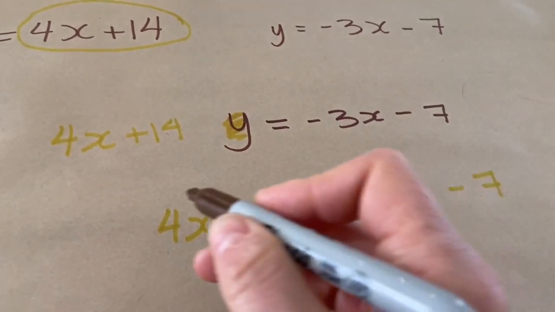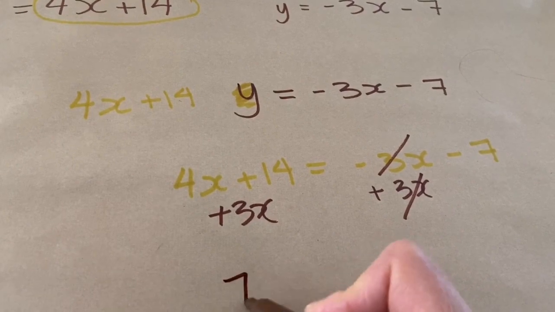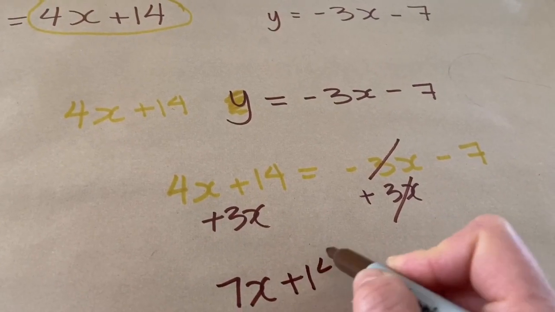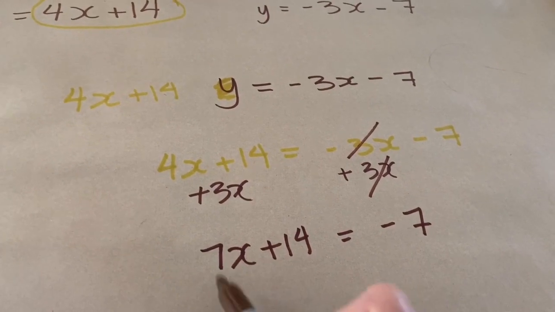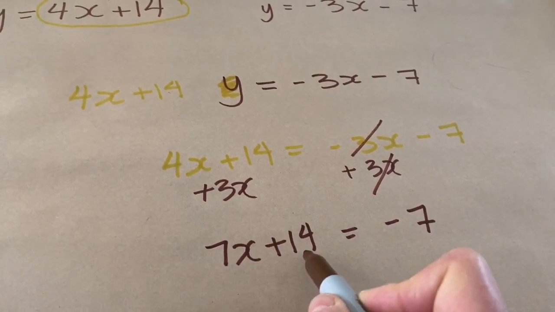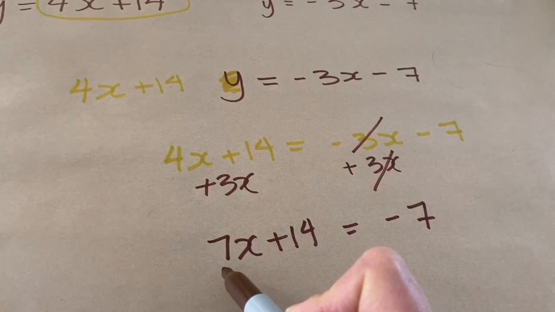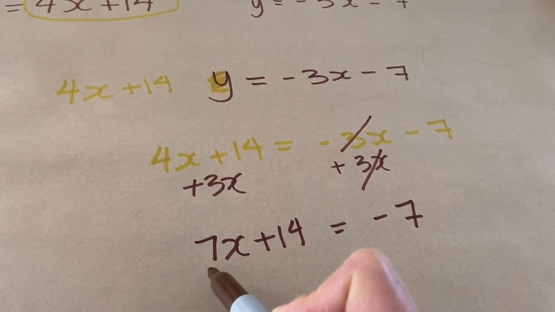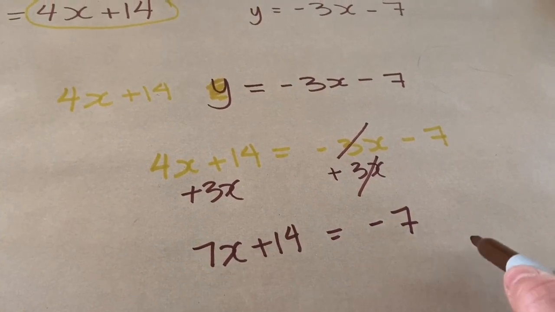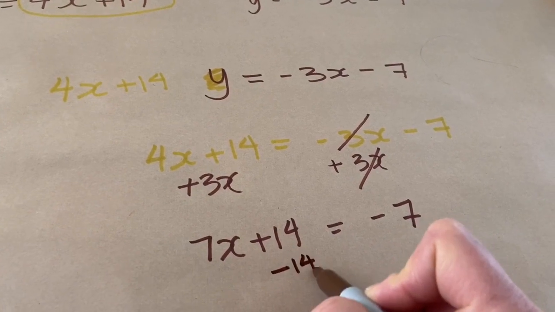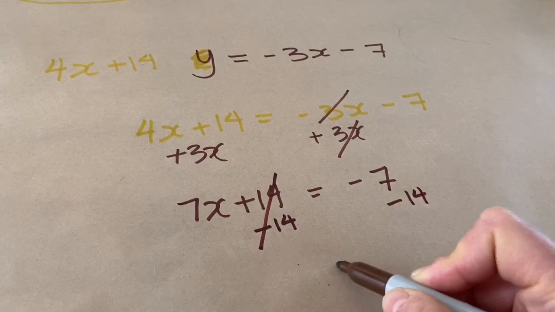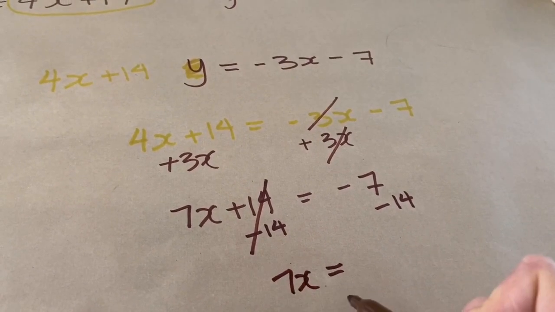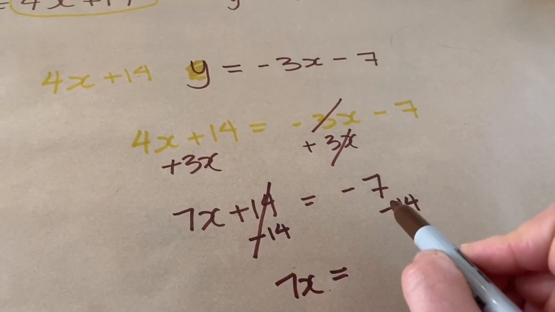Okay, so now I have 4x plus 3x gives me 7x plus 14 is equal to negative 7. Now, I've got 7x over here, but I've got this 14 with it. This 14 does not belong with the x's because there are no x's with the 14, so I want to move it to the other side. So I'm going to put minus 14 here, so these cancel out, but then I need to do minus 14 on the other side. And 7x would then be equal to negative 7 subtract 14.